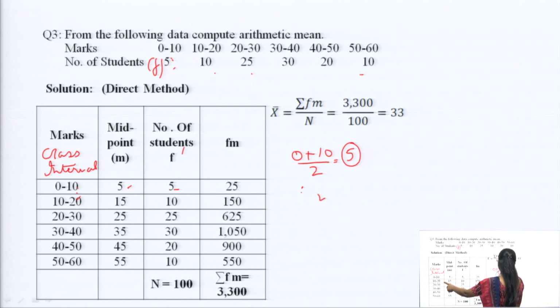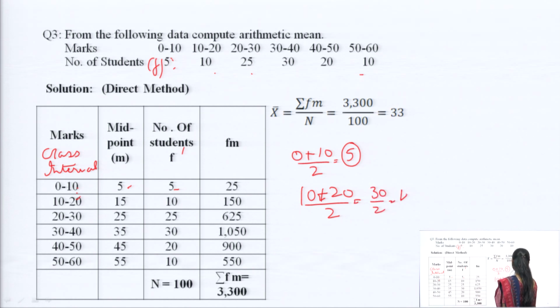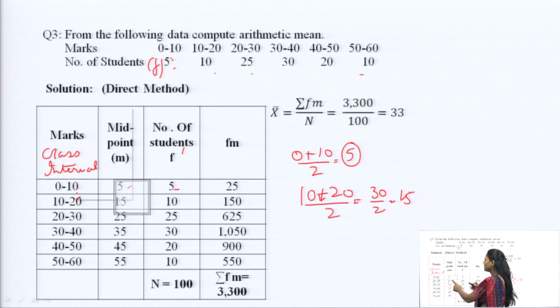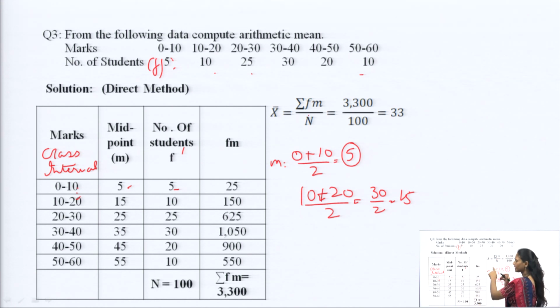Next, we have 10 plus 20 gives you 30, divided by 2 gives you 15. This 15 becomes the midpoint. So, you can do it directly or you can apply the formula to find the midpoint. So, 5, 15, 25, 35, 45, 55 become the midpoints. The formula demands summation of fm over n. We have f, we have m. Now, one more column has to be built here, which is f into m. We will directly multiply these two numbers, f into m.